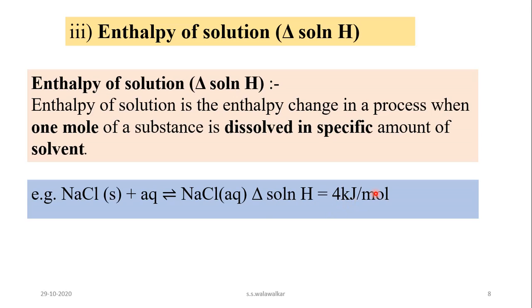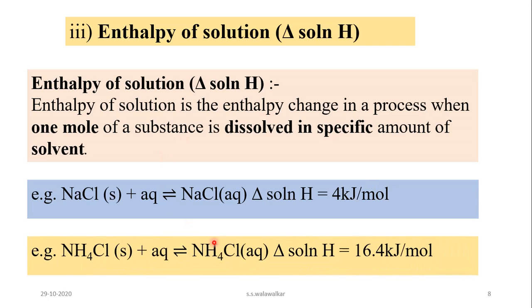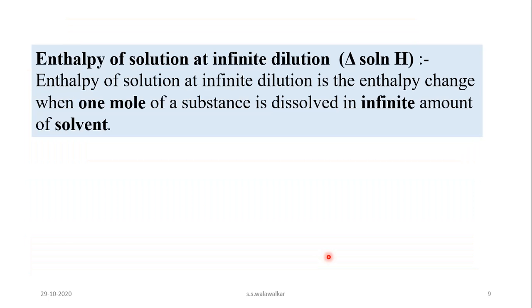And during this, the heat required is 4 kilojoules per mole. Or another example: when 1 mole of ammonium chloride is dissolved in 1 liter of water, it forms a 1 molar solution of ammonium chloride, and the heat required for this is 16.4 kilojoules per mole. So these are called the enthalpy of solution of sodium chloride and ammonium chloride.